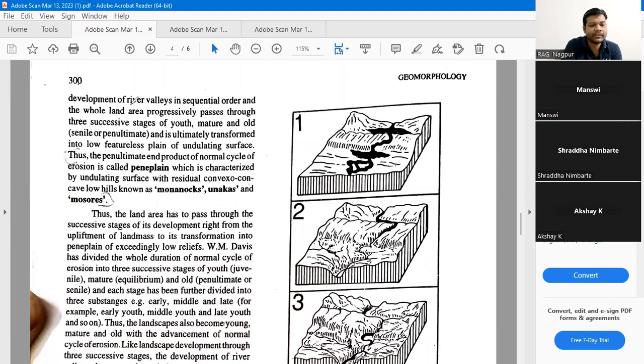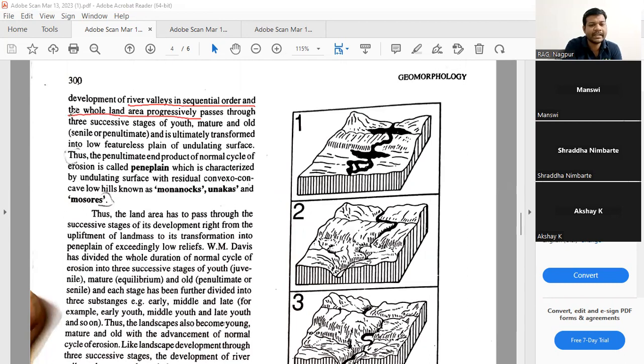So in the development of river valleys in sequential order, the whole land area progressively passes through three successive stages: youth, mature, and old stage. The entire area goes through the youth stage, mature stage, and old stage, and is ultimately transformed into a low featureless plain of undulating surface. Thus the end product of the normal cycle of erosion is called a peneplain.